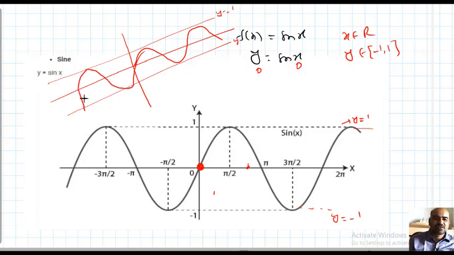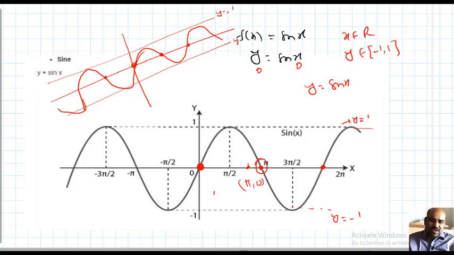Now, an important observation. Where the graph intersects the x-axis is very, very important for us. See, at 0, at pi, at 2 pi, what happened? y is equal to sin x is given. I want to find a point where the graph intersects the x-axis. Now, what are the coordinates of this point? Actually, pi comma 0. Every point on the x-axis is something comma 0.